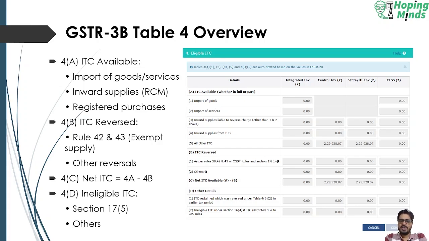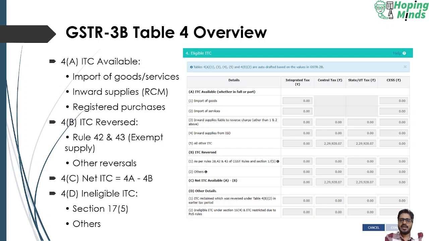Then 4C, this table will calculate the net ITC available, that is the ITC available minus the ITC reversed during the reporting period. So this ITC the supplier will be eligible to claim during the reporting period.